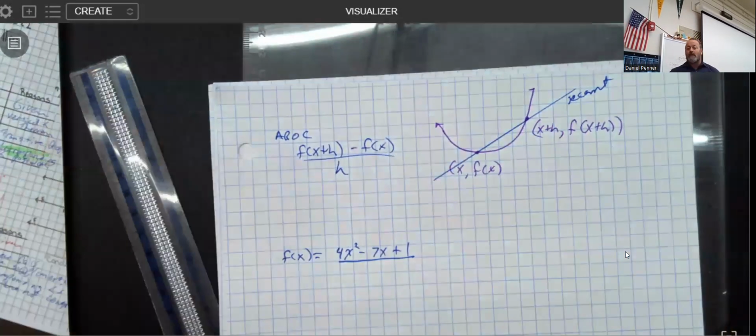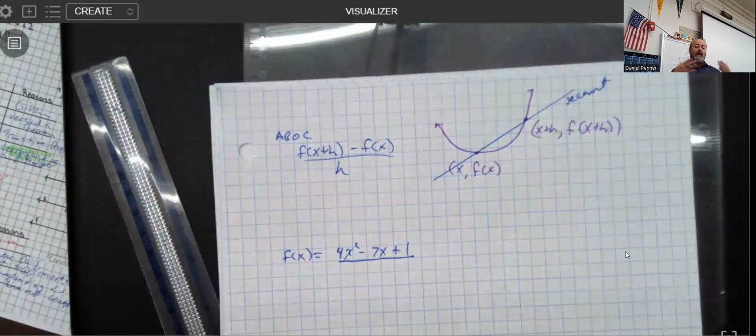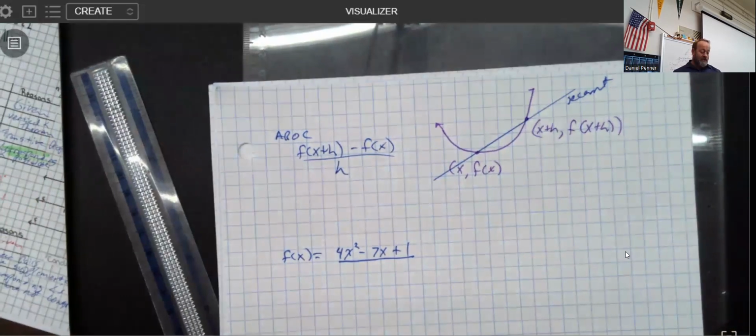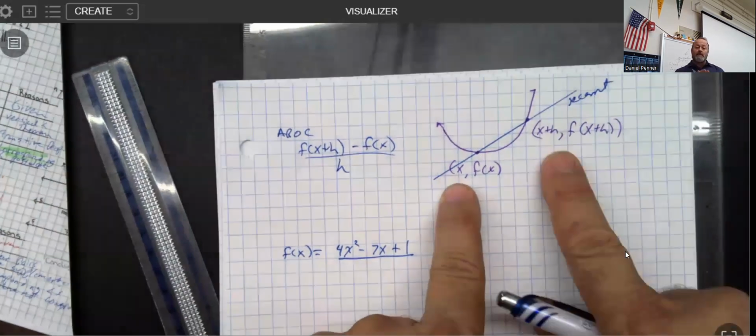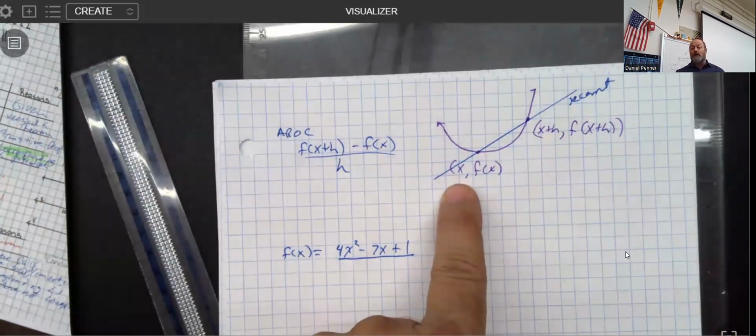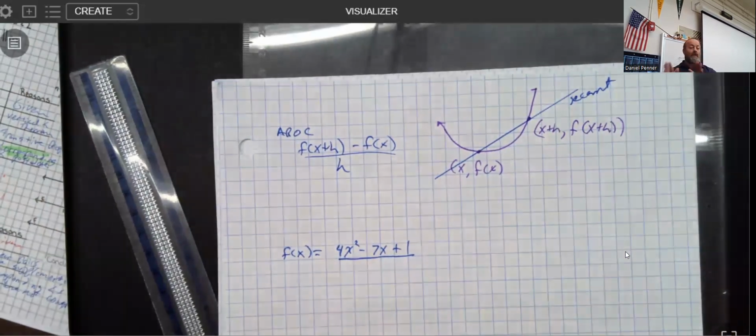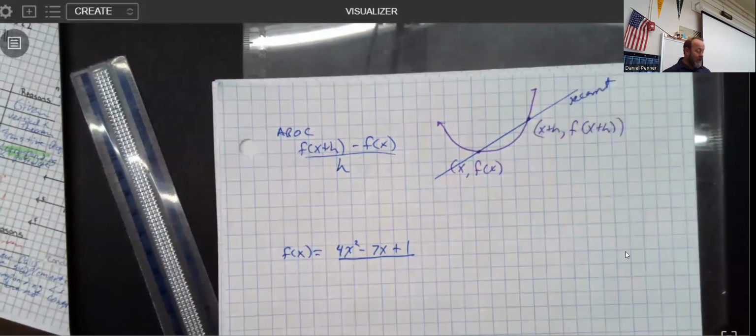Now that AROC would actually give you the average for every value of x. So this x could be any number that I want. And x plus h is just some displacement from that number. So I could literally do any values that I want, and I'll try to demonstrate that in a minute.